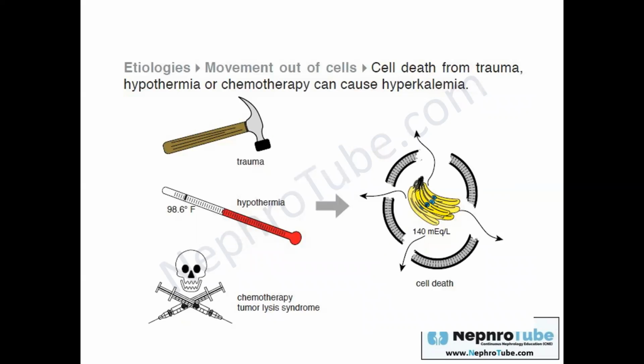And this is very common with trauma to the cells, for example, as in rhabdomyolysis, and non-traumatic rhabdomyolysis may also cause destruction of the wall of the cells. Destruction of the wall of the cells may occur in case of hypothermia, and of course, with tumor lysis syndrome. We discussed both tumor lysis syndrome and rhabdomyolysis previously in the acute kidney injury lectures, and they are all available on our YouTube channel.